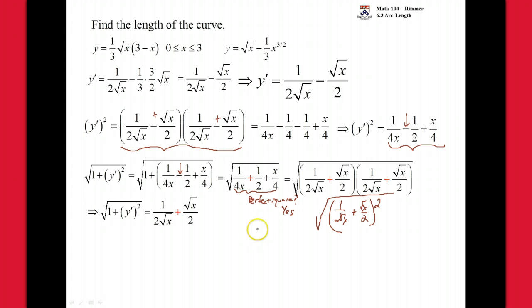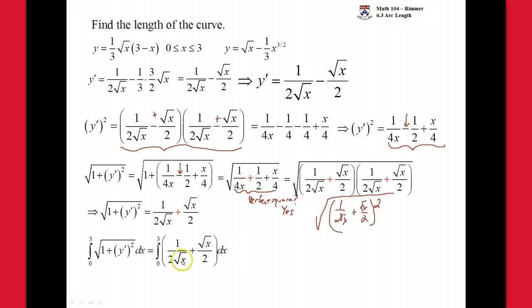Okay, we need it to be a perfect square. Otherwise, we can't integrate it. Maybe we could do some clever u substitution in certain instances, but you know, this is what we have to do. And now that it is a perfect square, now we'll go and integrate it. We take the square root and the square, they cancel each other out. And now we go and integrate.